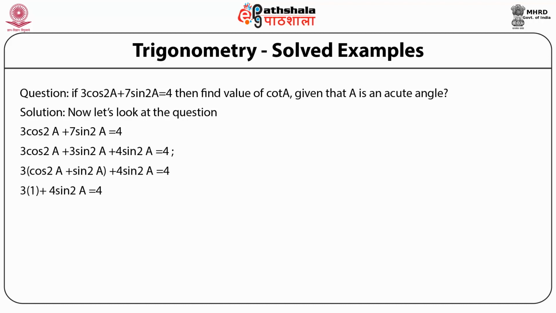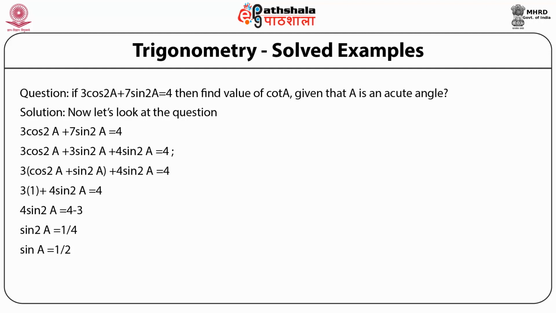So 3, we can take it to the other side of the equation. So it becomes 4 sin squared a is equal to 1, giving rise to sin squared a is equal to 1 by 4 and sin a is equal to 1 by 2. Why do we write 1 by 2? Because we have said that it is an acute angle. Acute means it is lesser than 90 degrees.